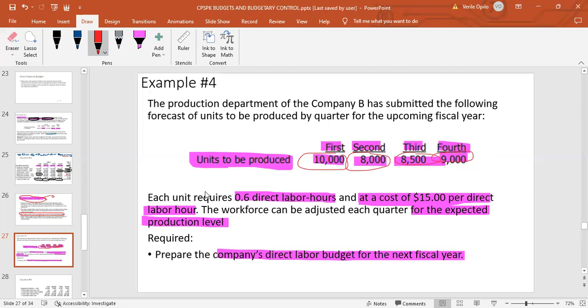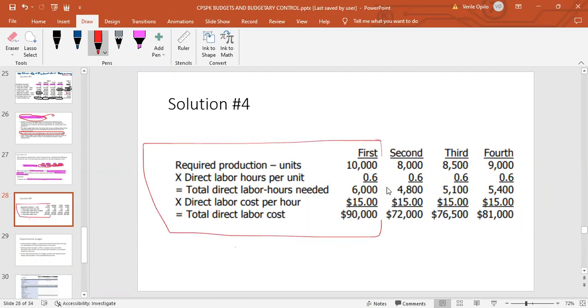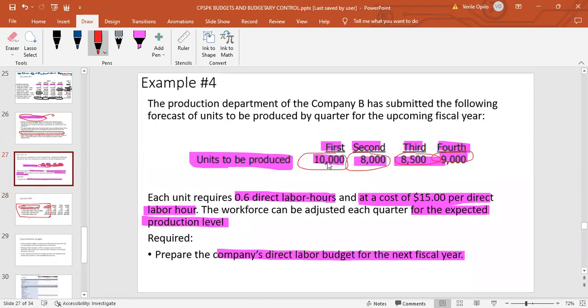We don't expect any opening inventory. We don't expect any closing inventory when it comes to labor. So therefore, we can prepare the budgets for each quarter. Let's start off with the first quarter. In the first quarter, we start off with, of course, the number of units. The intention is to produce 10,000 units in the first quarter, and each unit is going to require 0.6 hours.